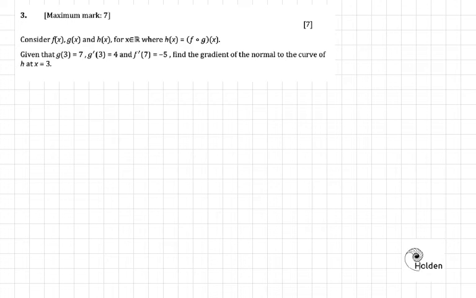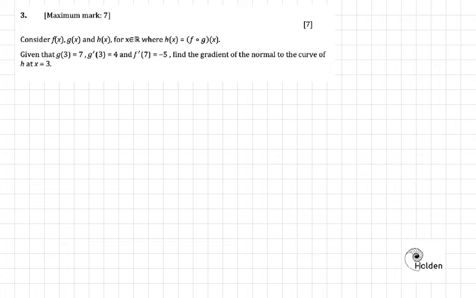Okay, question 3, maximum mark 7. Consider f(x), g(x), and h(x) for x belongs to the real numbers, where h(x) is equal to f(g(x)). Given that g(3) is 7 and g'(3) is 4, f'(7) is negative 5. Find the gradient of the normal to the curve of h at x equals 3.